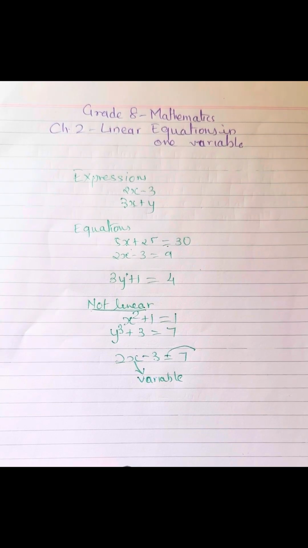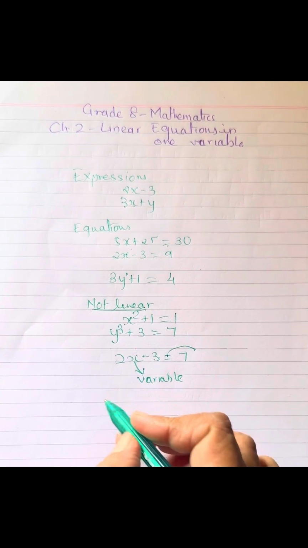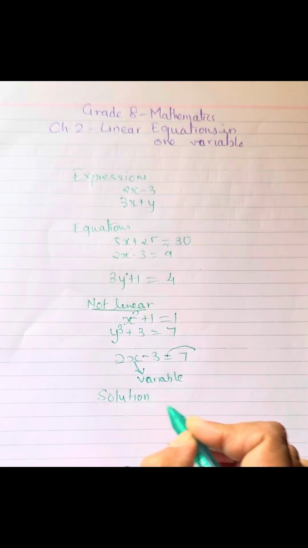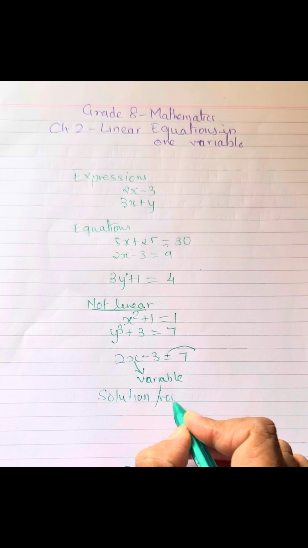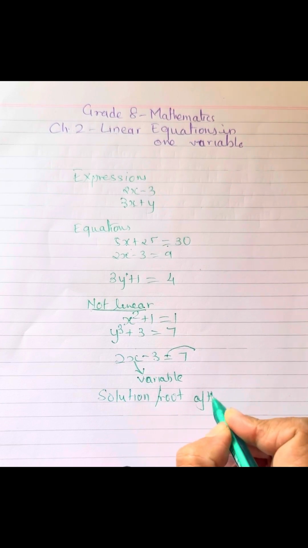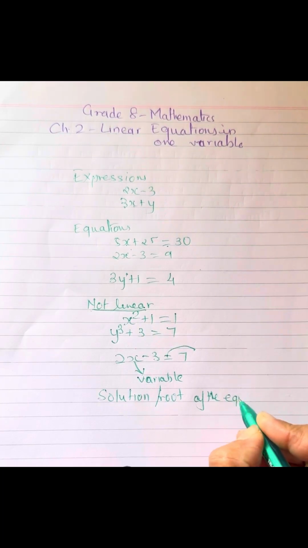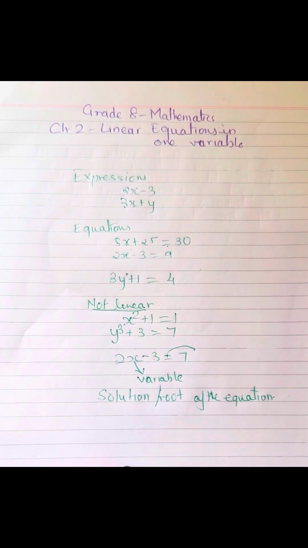Now a linear equation with one variable will always have a solution. Solution, what we say, is the value of the variable. The solution is also known as the root of the equation. The answer which we get, the value of this x which we will get, is known as the solution of the equation or the root of the equation. So these are the basic things which you need to understand about linear equations in one variable.